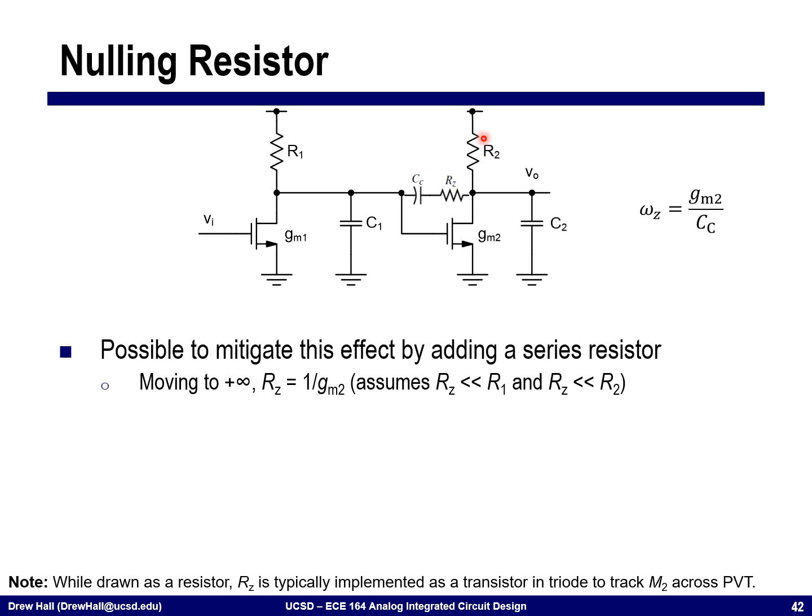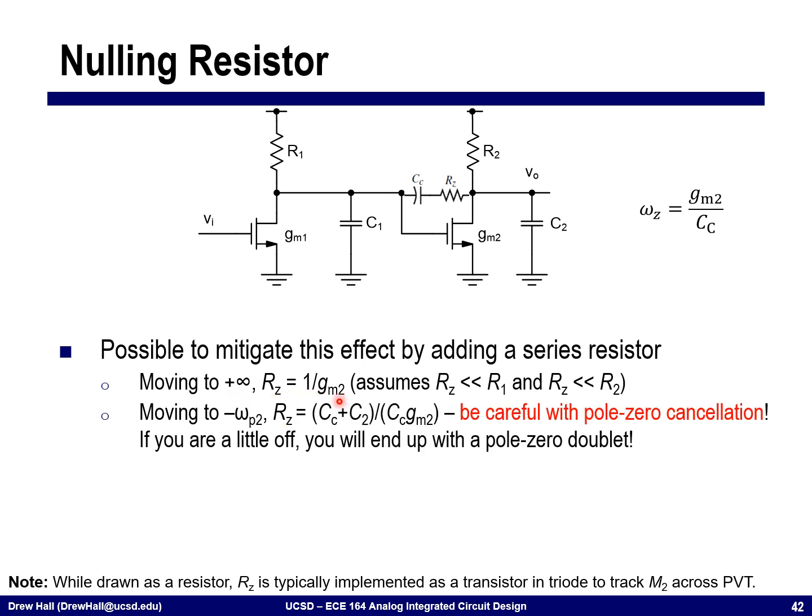In practice, this is almost always the case because it's equal to 1 over GM2. You'll prove this out on the homework, so I won't spend a whole lot of time dwelling on this. I'm simply going to show you the end result, and that's that we can move this to infinity with 1 over GM2. Additionally, or alternatively, we could also move this zero from the right half plane back into the left half plane, and we could position it right on top of omega p2.